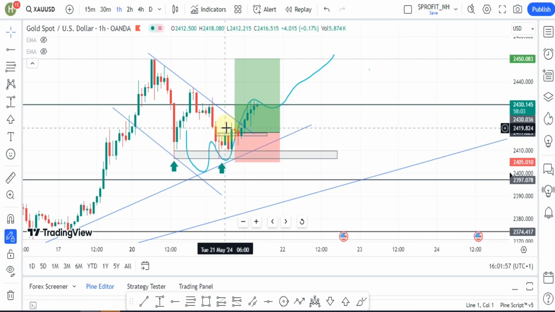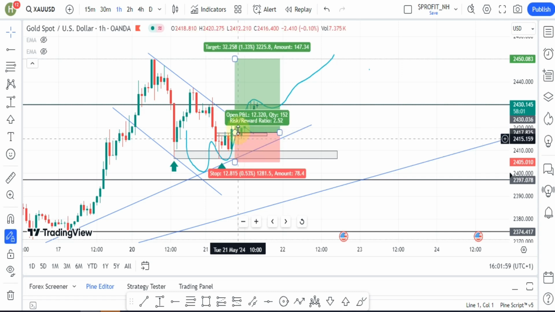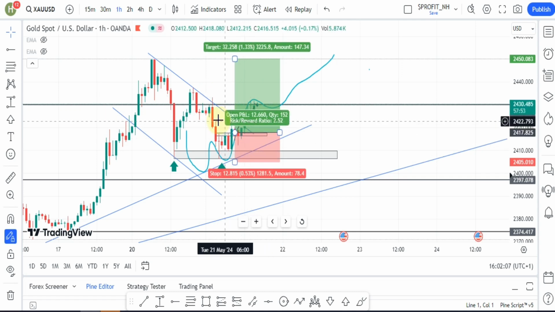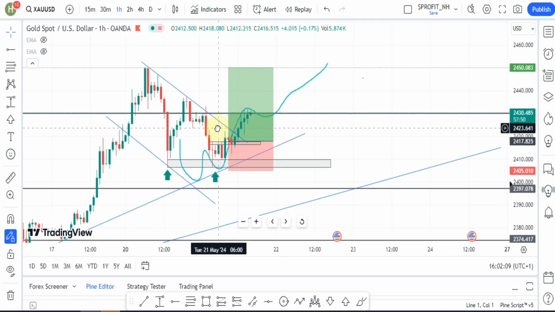After taking my buys at this point, we had a small drawdown that came all the way down here. Then after that, the market did push, breaking above this correction area that I was expecting. Then after that, it went and took our first take profit at this point. This was our first take profit that I did share in my free Telegram channel. This was my second take profit.